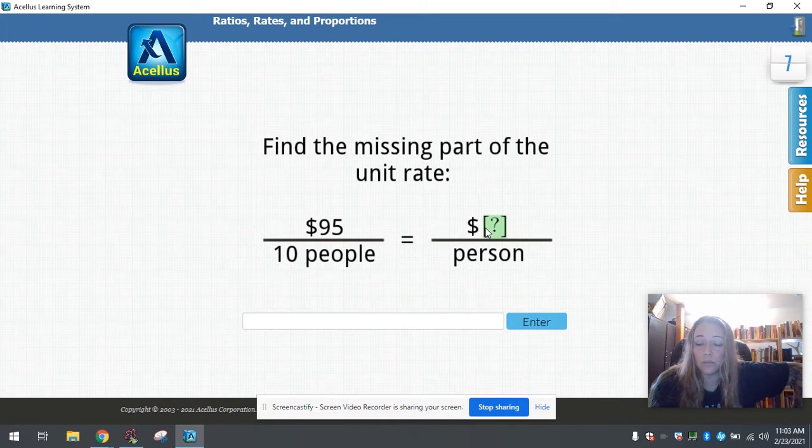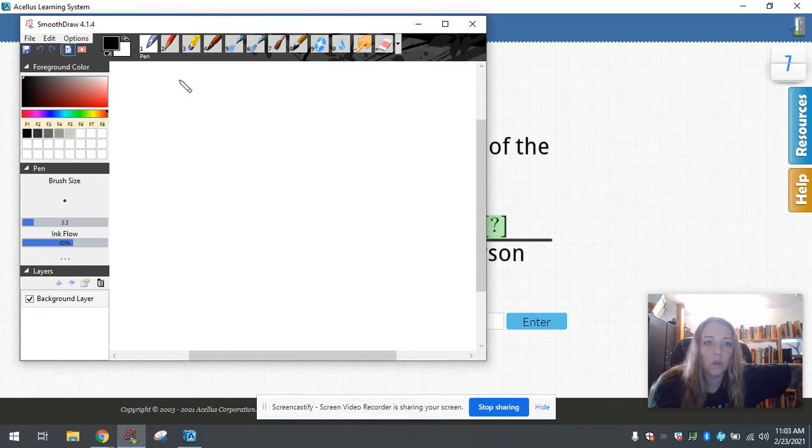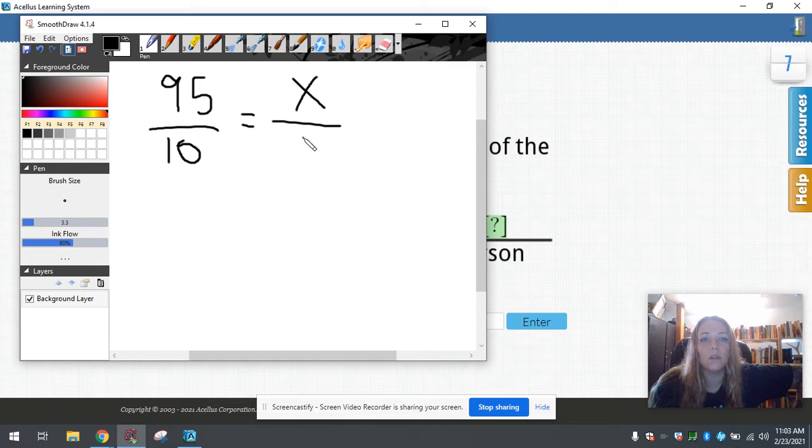If you want to put a question mark, you can do that. If you want to put any letter, you can do that. 95 per 10 equals x over 1, because person is 1 person. So here's our proportional equation: 95 over 10 equals x over 1.